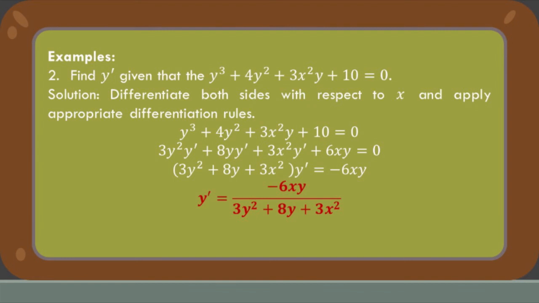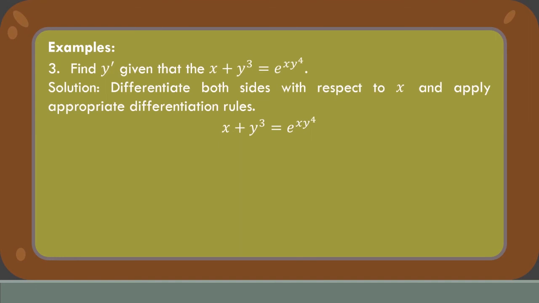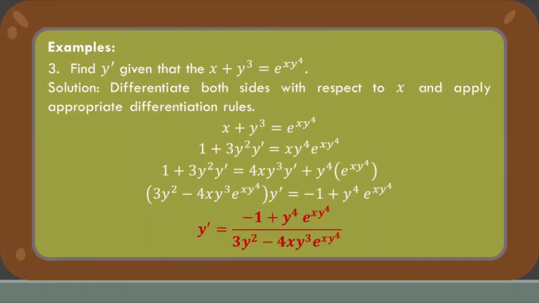Now for our last example for this video, find y prime given that x plus y cubed equals e to the x y to the fourth. Solution: differentiate both sides with respect to x and apply appropriate differentiation rules. Now we differentiate both sides of the equation.